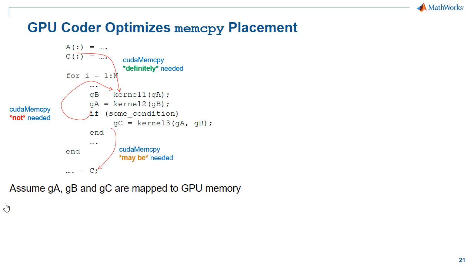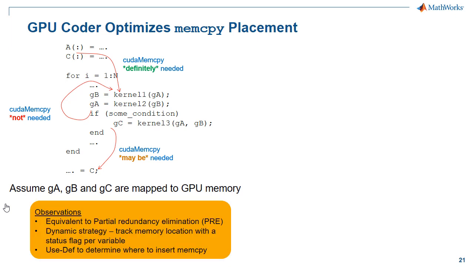Once we finish the for loop, we may need to copy GC back into C, from GPU memory back to CPU memory. How do we check for that? If that some condition inside the for loop was executed and kernel 3 was executed, then we would need to copy it back. If that some condition was never invoked, then we would not need to make that copy. This is actually equivalent to partial redundancy elimination, which is a well-known problem in compilers. The way to attack this is to apply a dynamic strategy where we use status variables to see if we need to make a data copy or not.